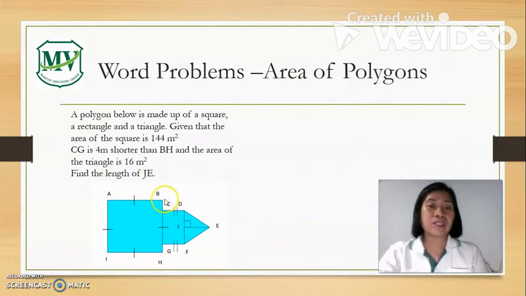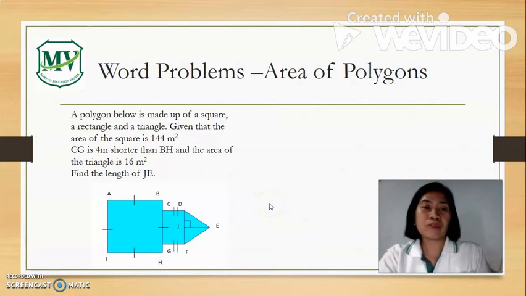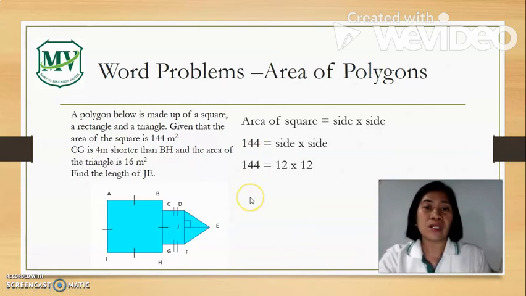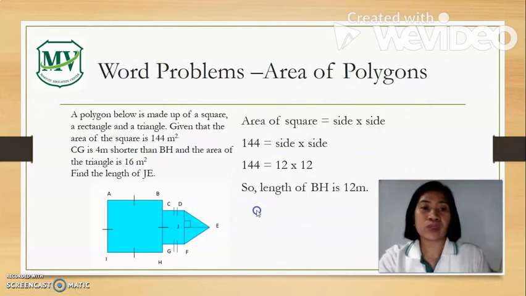First, we are going to get the length of side BH. Side BH is one of the sides of the square. From the formula of the area of a square, which is side times side, we will be able to get the length of side BH. Area of the square is 144, so we have to factor out 144 so that we can get the length of side BH. The factors of 144 that we are going to use are 12 and 12. So the length of side BH is 12 meters.